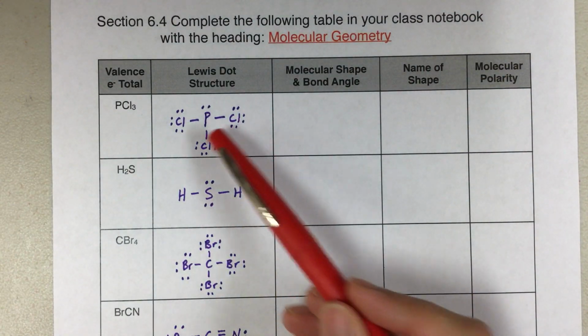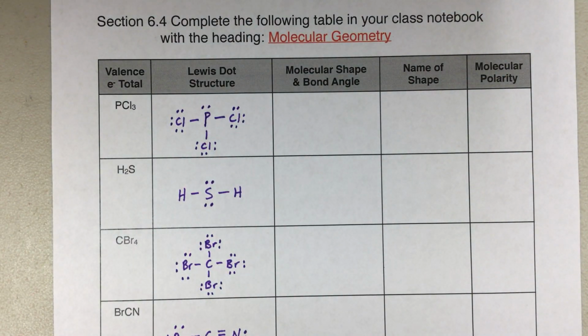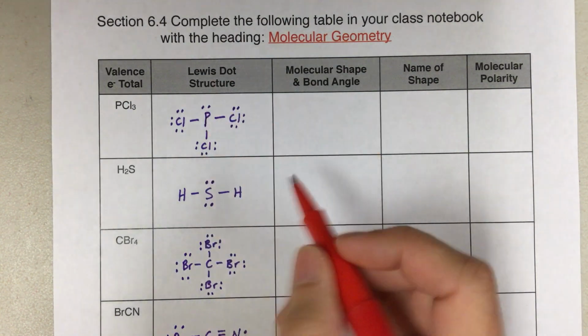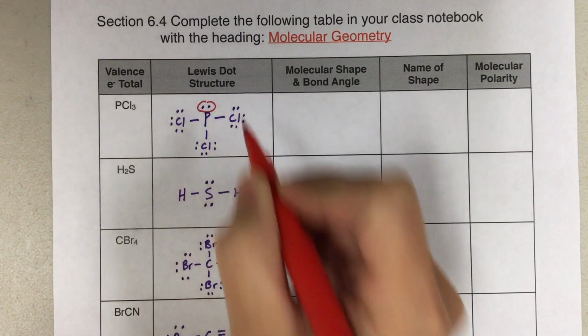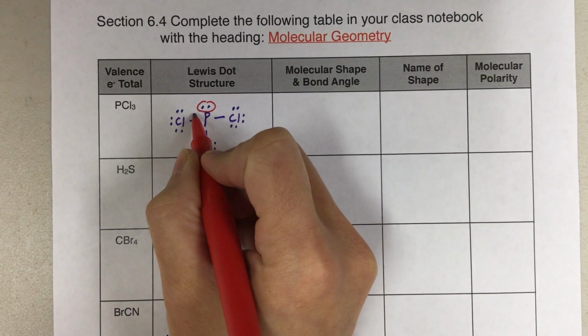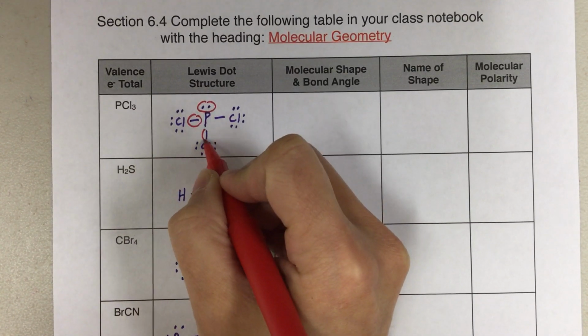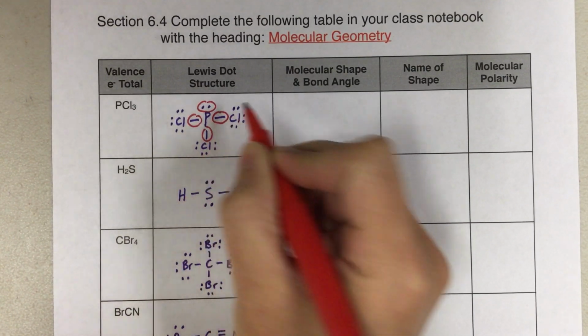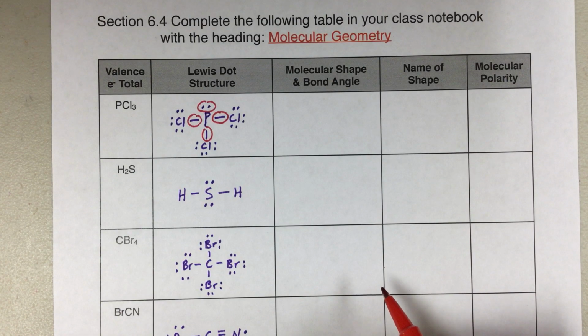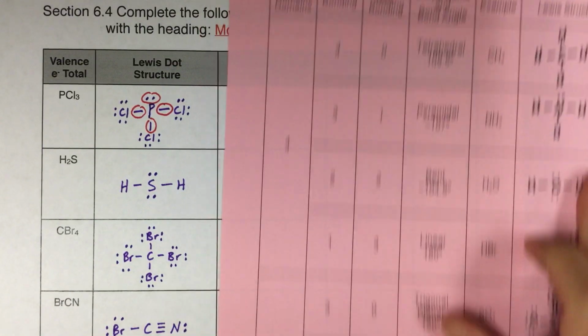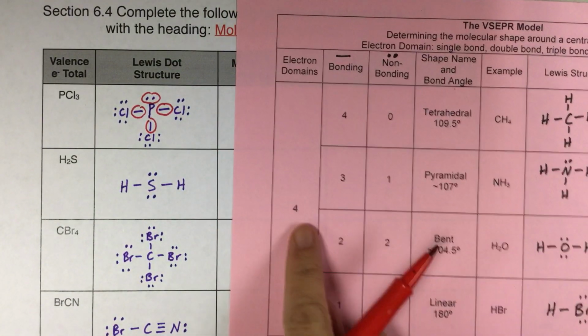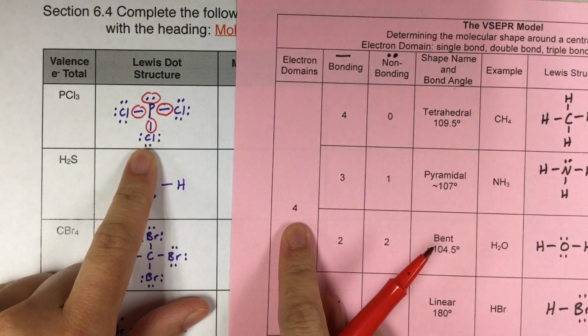Okay. So on the first example here, PCl3, I'm going to go and circle the electron domains, but you do not have to do this. Around our central atom, we have a lone pair. That's one electron domain. We also have a single bond here, a single bond here, and a single bond here. So that means that there are 4 total electron domains around our central atom. So we'll go to our handout. There are different options here, but this one has 4 total electron domains around the central atom.